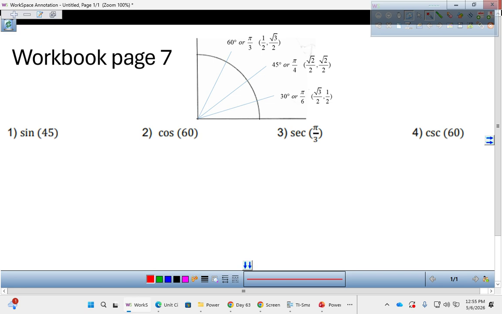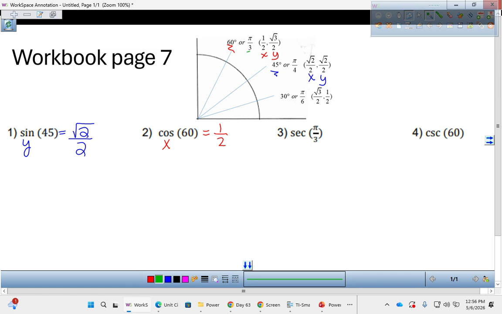So when this says sine of 45, what I'm really looking for is where is y at 45? So, what is y at 45? I go to 45 degrees and I look at the x and y values. I want the y value, which is root 2 over 2. Cosine of 60, well, cosine's x. So I want to go to 60 degrees and look at the x value at 60 degrees, and that's 1/2.